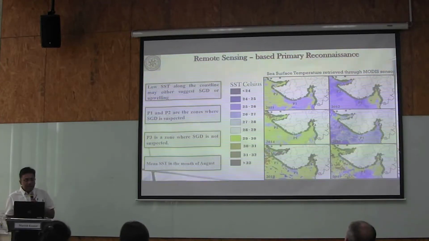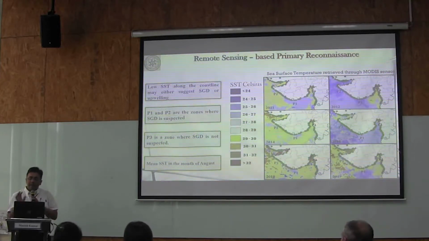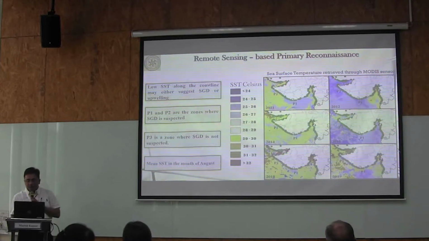What we have done is that, using remote sensing, we have collected the sea surface temperature for several years. You can see 2011, 12, 14, 15, 18, 19, and every year we are plotting the August monthly average here. Based on the temperature difference, we identified 3 points, P1, P2, P3.